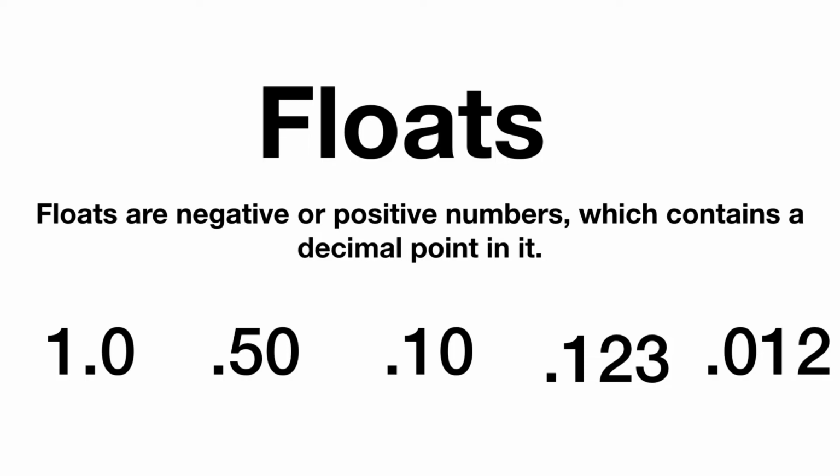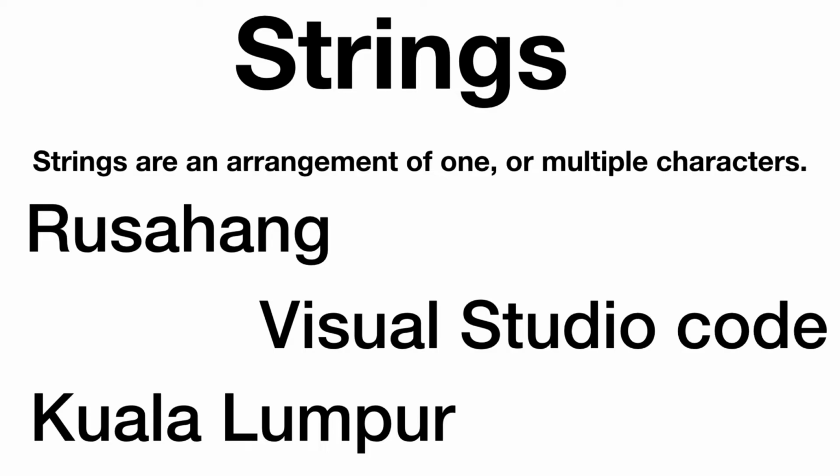Alright, so let's move on to the third data type, which is string. Strings are a sequence of one or multiple characters. For example, if you are trying to write someone's name or someone's address, or maybe multiple names of cities or an entire paragraph, all of these things are categorized as strings.